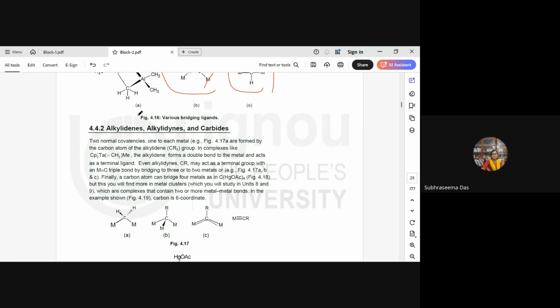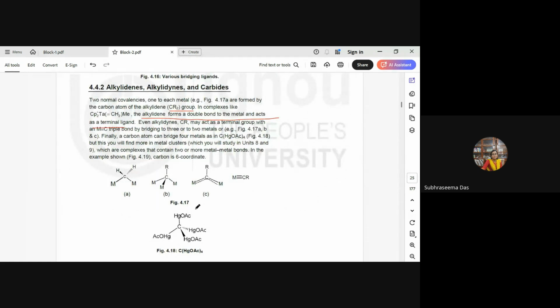Then coming to alkylidenes and carbides. Alkylidenes have two normal covalencies, that is one to each metal. They are formed by the carbon-metal bond of alkylidene. Suppose in complexes like Cp2Ta, here the alkylidene forms a double bond to the metal and acts as the terminal ligand. So here in figure 4.17, this is an alkylidene. Even alkylidynes may act as a terminal group.